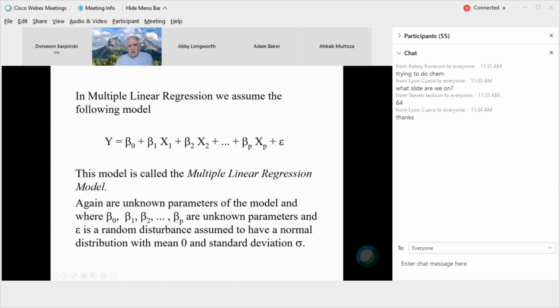The constants beta naught, beta 1, beta 2 up to beta p are unknown and have to be estimated. The random error term is assumed to have mean 0 and standard deviation sigma.